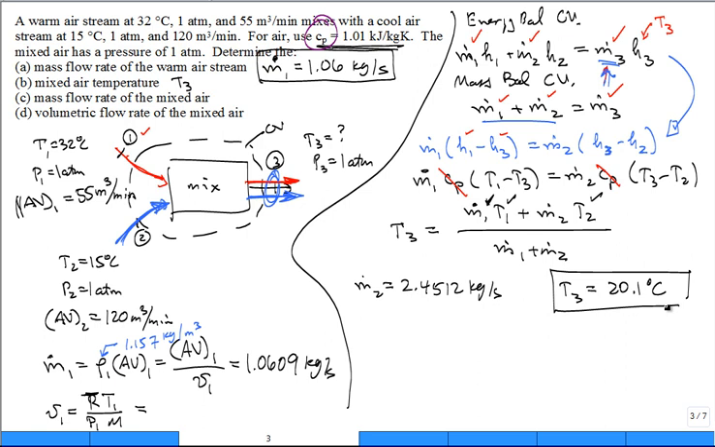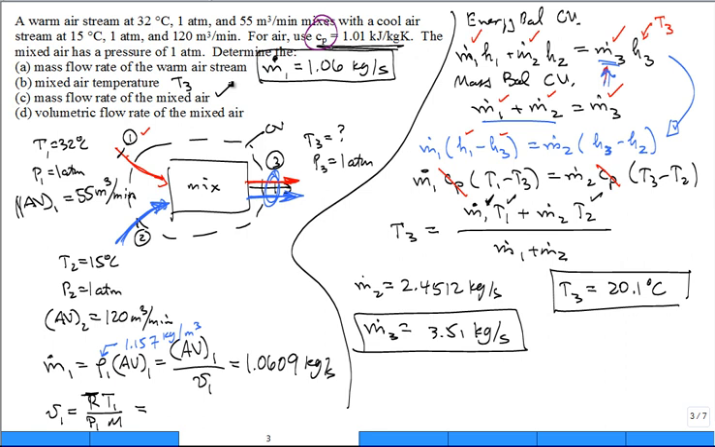All right, what's the mass flow rate of the mixed air? Well, just add those up. M dot 3 is m dot 1 plus m dot 2. And what was the mass flow rate then? Did I not write it down? It's 3.512, too many digits, so I'll take that off, kilograms per second. That's the answer for part C.